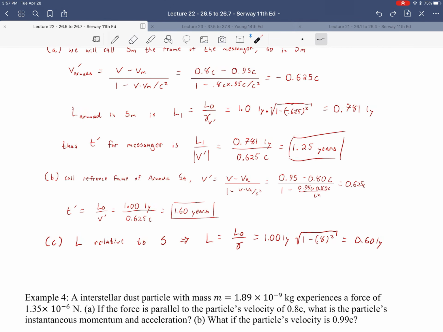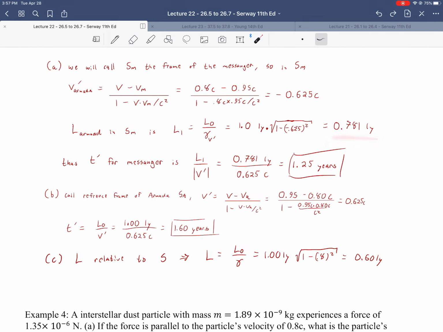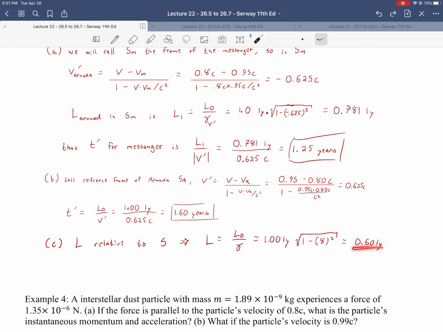Gamma here is not going to be the relative velocity, so I don't have to worry about relative velocity for part C. I only have to worry about the velocity of the Armada relative to rest, which we're told was 0.8. So then I get a contracted length of 0.6. Notice my contraction is larger. Well, of course it's larger because it's a greater velocity. The Armada is moving faster relative to the planet at rest than the messenger is moving relative to it. Okay, so then I get 0.6.